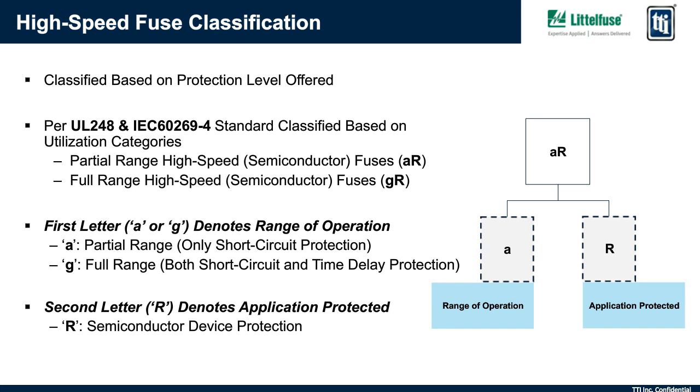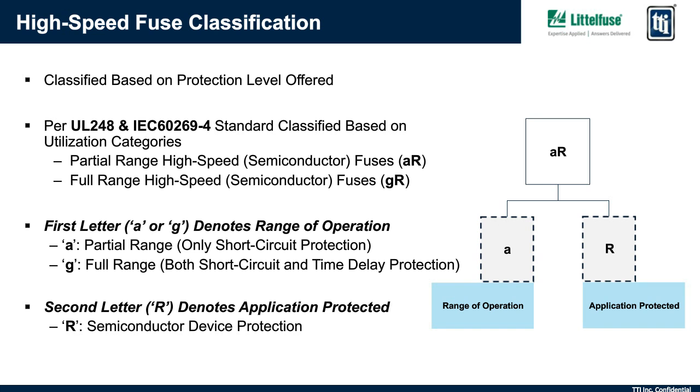So per UL 248 and IEC 60269-4, it's a standard that classifies based on utilization categories. So if you look on the right-hand side of the picture, it breaks out into the two letters. So the first letter would be for range of operation, and the second letter would be the application that it's protected for. So in terms of high-speed fuses, there are two types of range of operation. The first would be a partial range fuse, which would be a lowercase a, and the second would be a full range fuse, which would be a lowercase g.